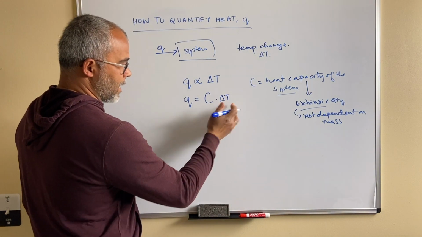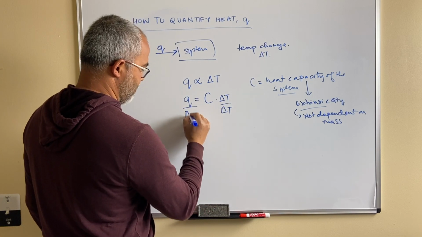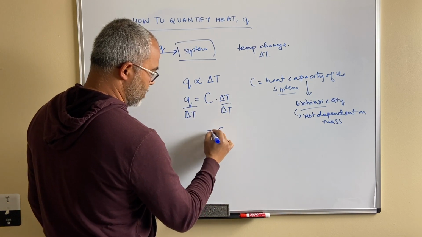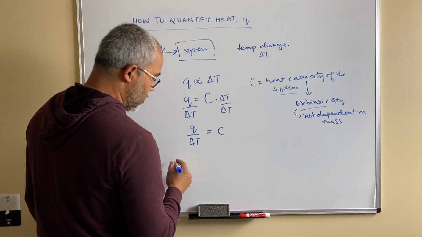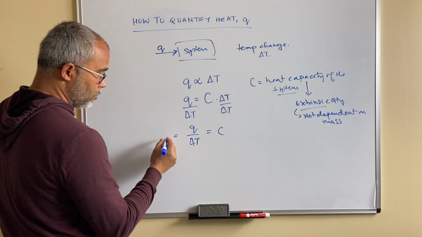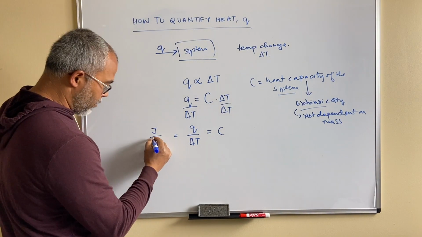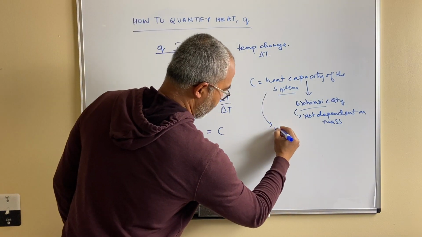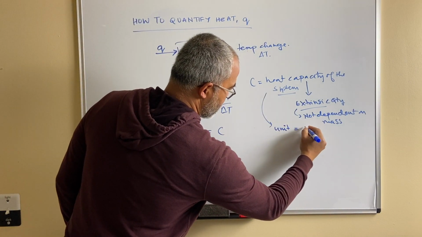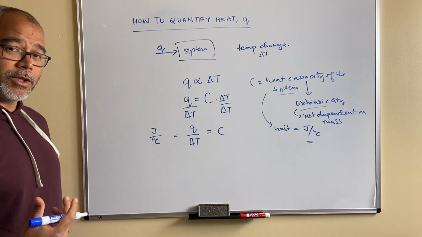If you rearrange this to solve for C, divide both sides by delta T, we get C is equal to Q over delta T. The unit of Q is joules, and the unit of temperature is degrees Celsius. So the unit of heat capacity is equal to joules per degree Celsius. It's important to know these units.